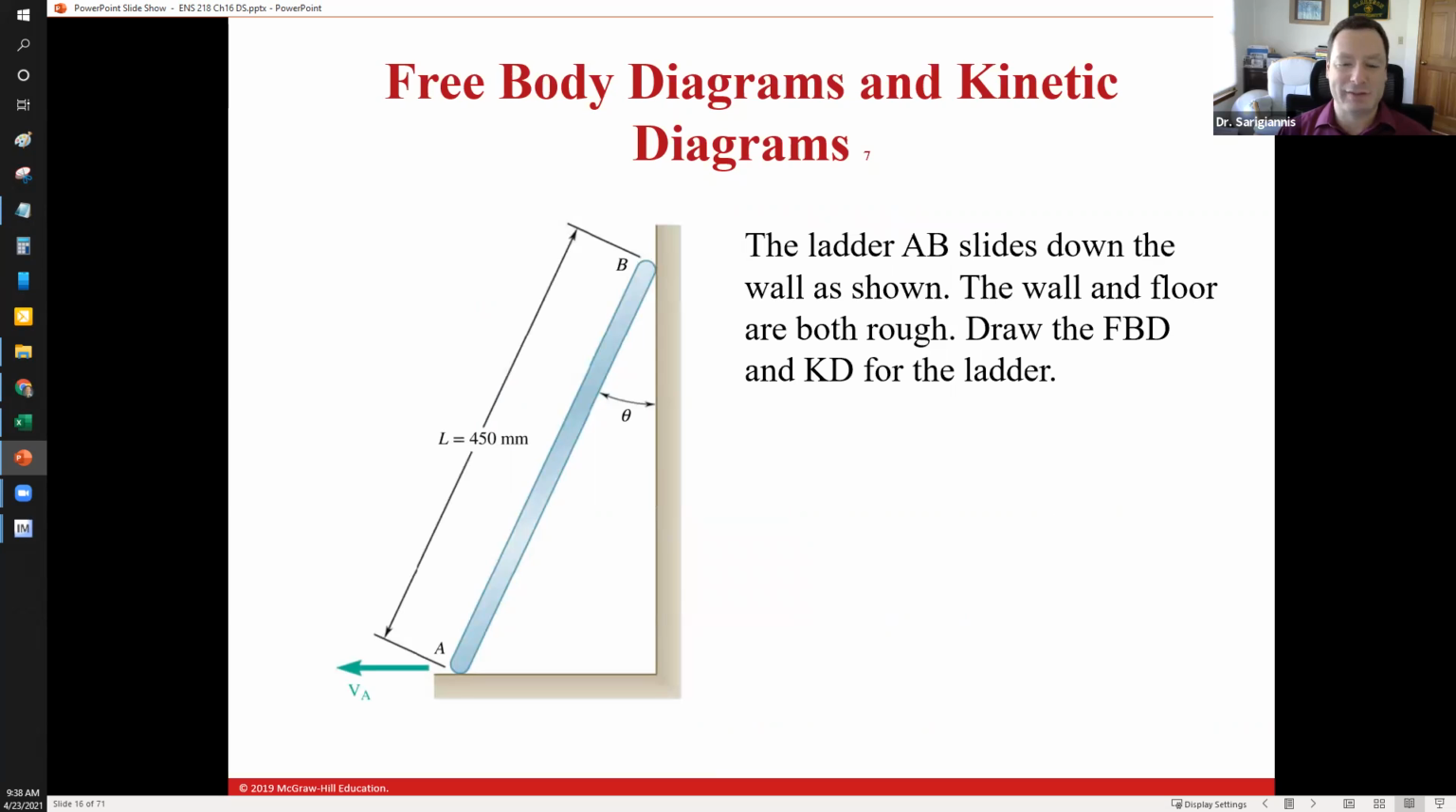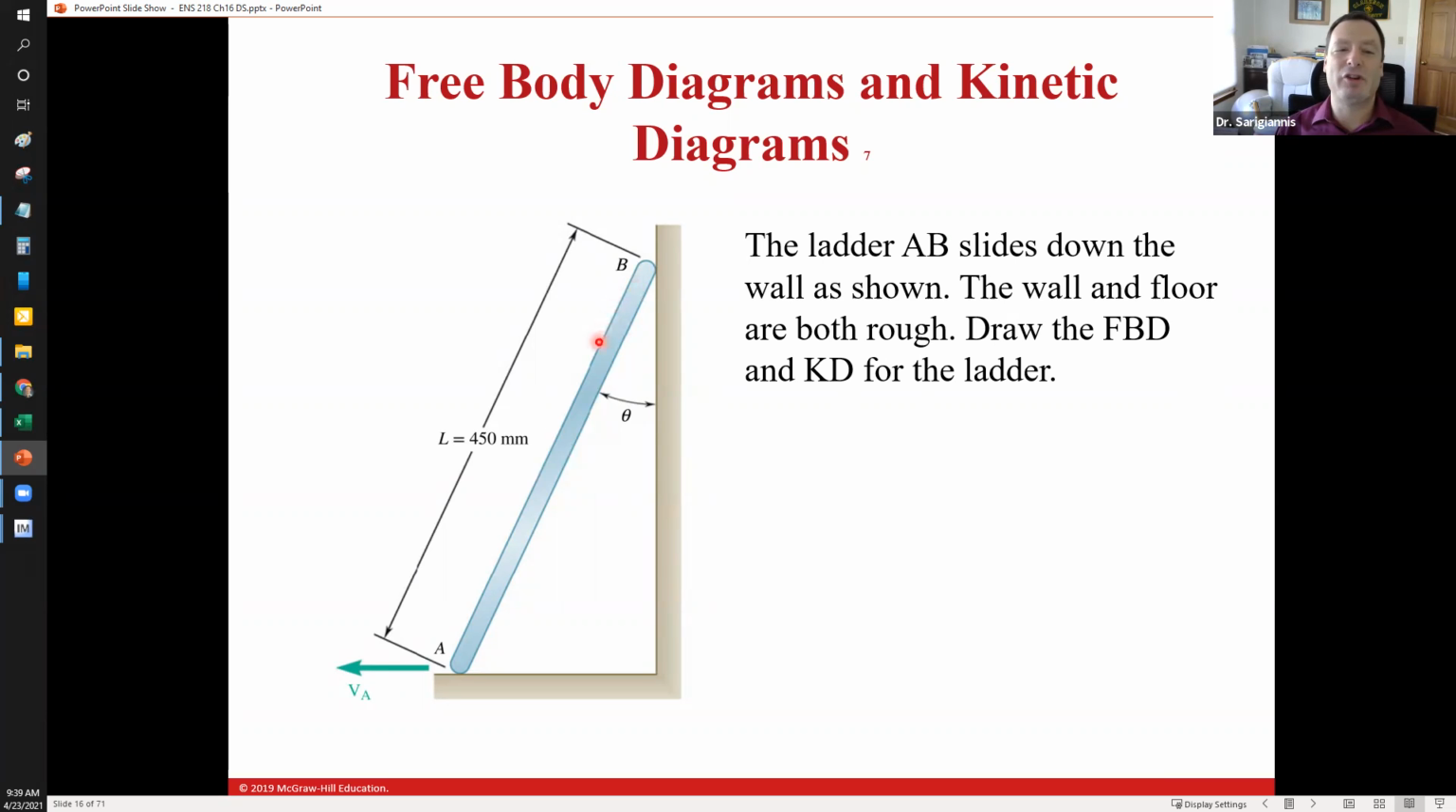Here's another problem. I think this is the last one in free body examples. We've got a ladder here, AB, and it's sliding down the wall as shown. So it's got a certain velocity. It tells you the wall and floor are both rough. Draw the free body diagram and kinetic diagram for the ladder. So here we're not given anything else except for the geometry and the velocity, and we're told the wall and the floor are rough. Now, in a real problem, you'd obviously be given some other information to solve it.